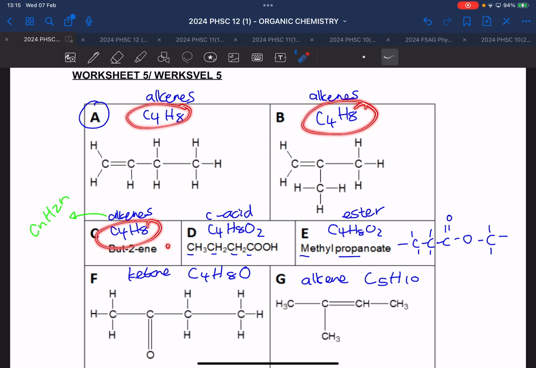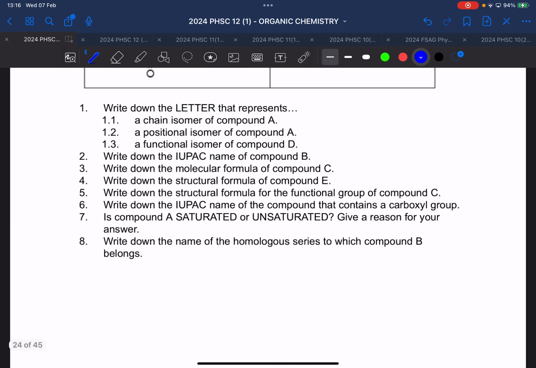Chain isomer means the length of the parent chain must be different. This one is 4. This one is also 4. But means 4. So it cannot be this one. This one's length is 3. Can you see that the double bond did not change? The position did not change. So that is why they can be chain isomers. If this position was somewhere else, it would have been wrong. Okay. So this answer is B.